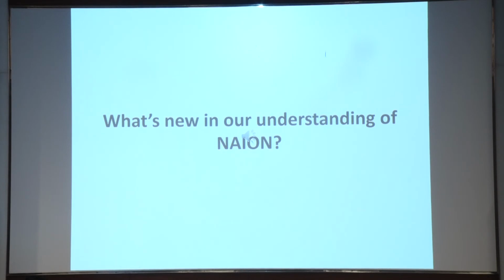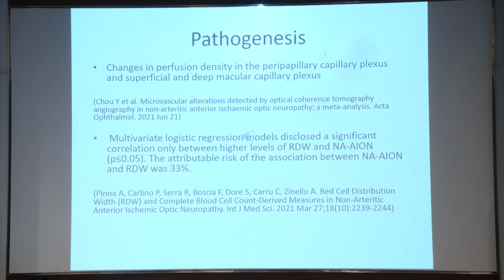So what is new in our understanding of this particular disease? Number one, because of the advent of OCTA, we have realized that there is definite ischemic pathology involved, and both peripapillary as well as macular vascular densities have been shown to be decreased in cases of NAION. And multivariate logistic regression has shown that there is a correlation between higher levels of RDW and NAION.